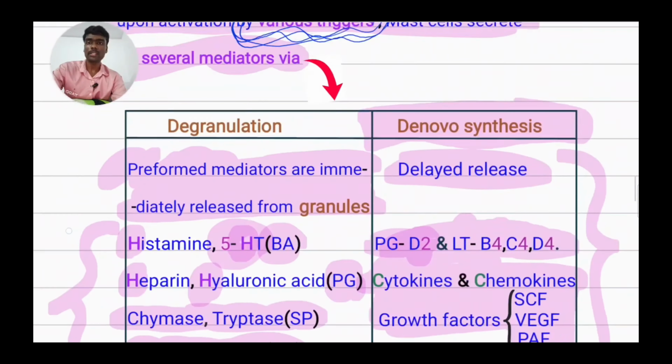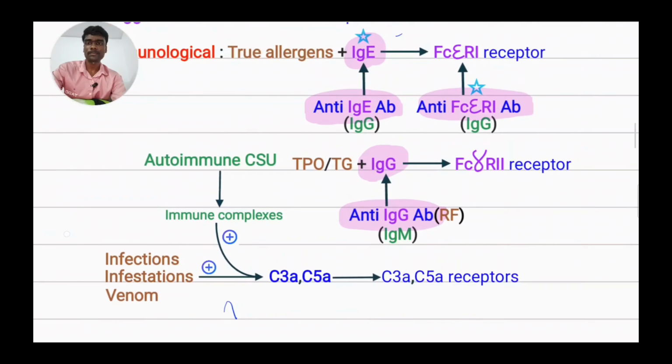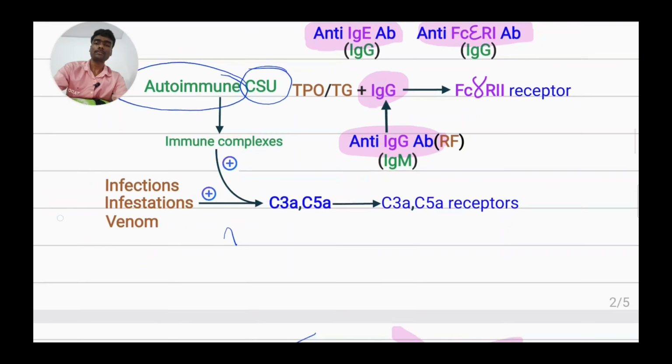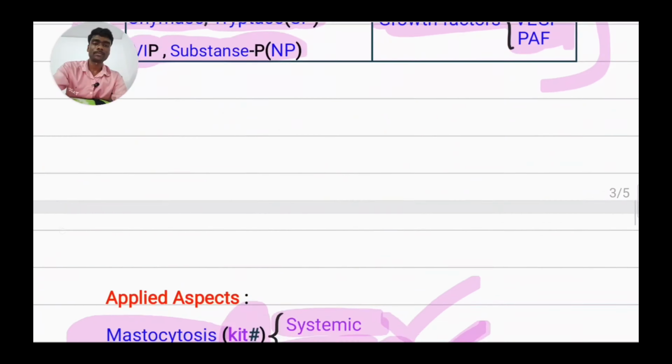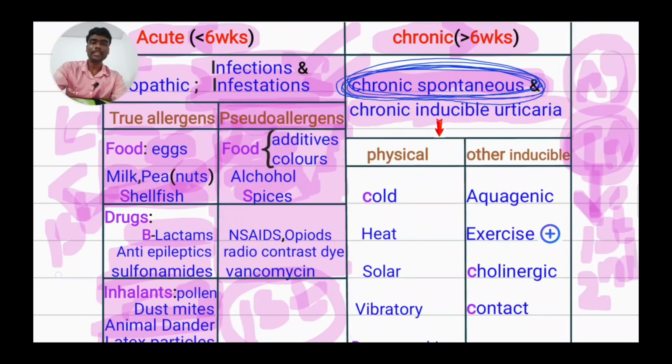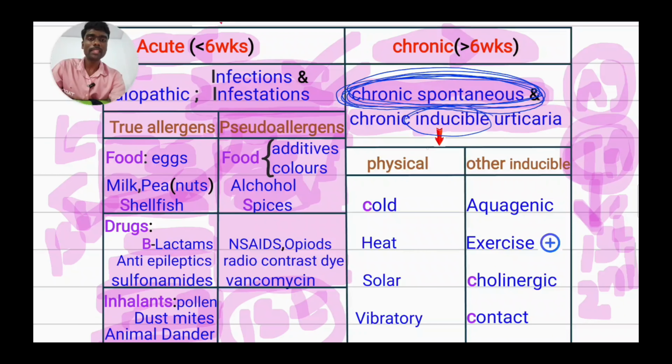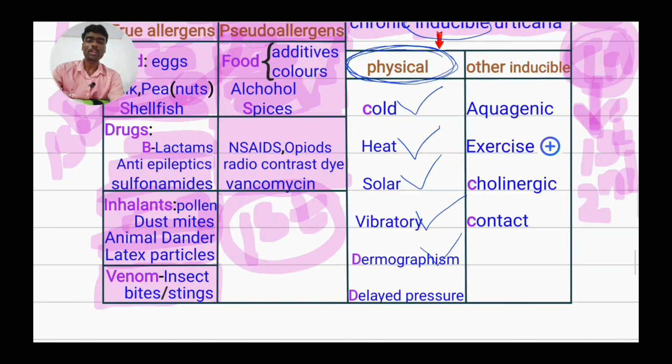That's why I have written here clearly autoimmune chronic spontaneous urticaria. Chronic inducible urticaria. It is induced by physical stimuli like cold, heat, solar, vibratory, dermographism, delayed pressure. These all lead to urticaria. If it is because of cold, cold urticaria, heat urticaria, solar urticaria, vibratory urticaria, dermatographism.